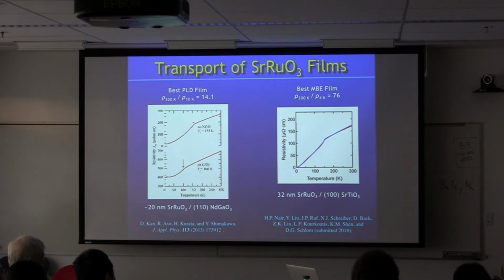In calcium ruthenate, we also have the record for a film at 75, and in that case, it's better than any single crystal that's been shown in calcium ruthenate. But at any rate, just to say that they're close to each other.